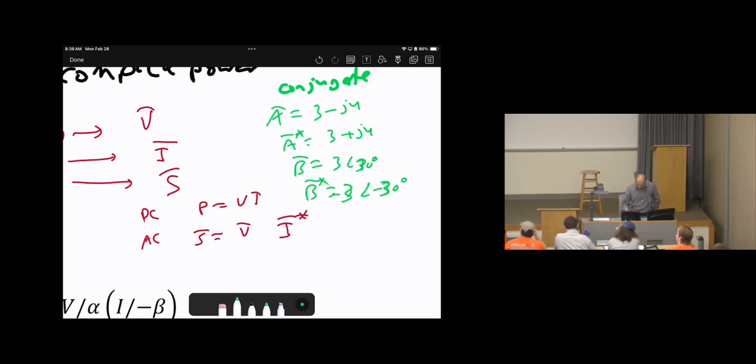So again, the star here is on purpose. It means complex conjugate. So as a result, in phasor domain, we will no longer say power, we will say complex power. Now the power in phasor domain is no longer a function of time. Now it is a complex number. Okay?